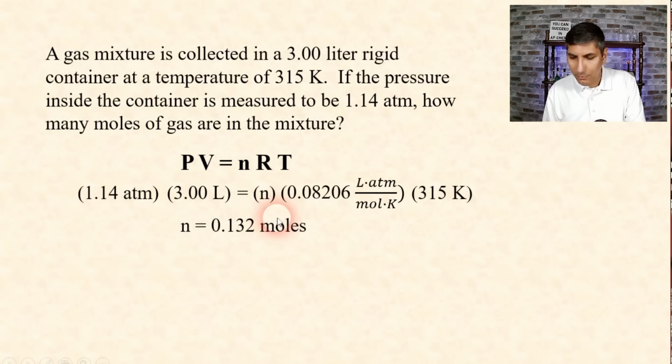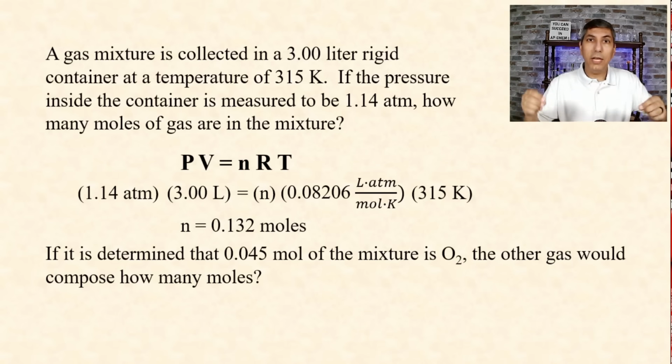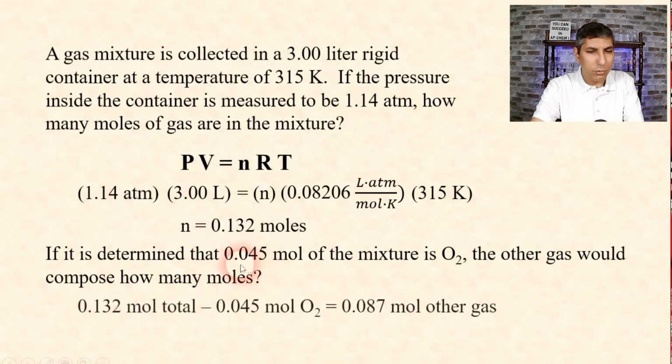Now, what if we go a step further? What if it is determined that 0.045 moles of the mixture is oxygen? The other gas would comprise how many moles? When you have a gas mixture, the two individual mole values have to add up to the total number of moles in the container. So if the total number of moles is 0.132, and we subtract out the 0.045 moles of oxygen, we find that the other gas is 0.087 moles.